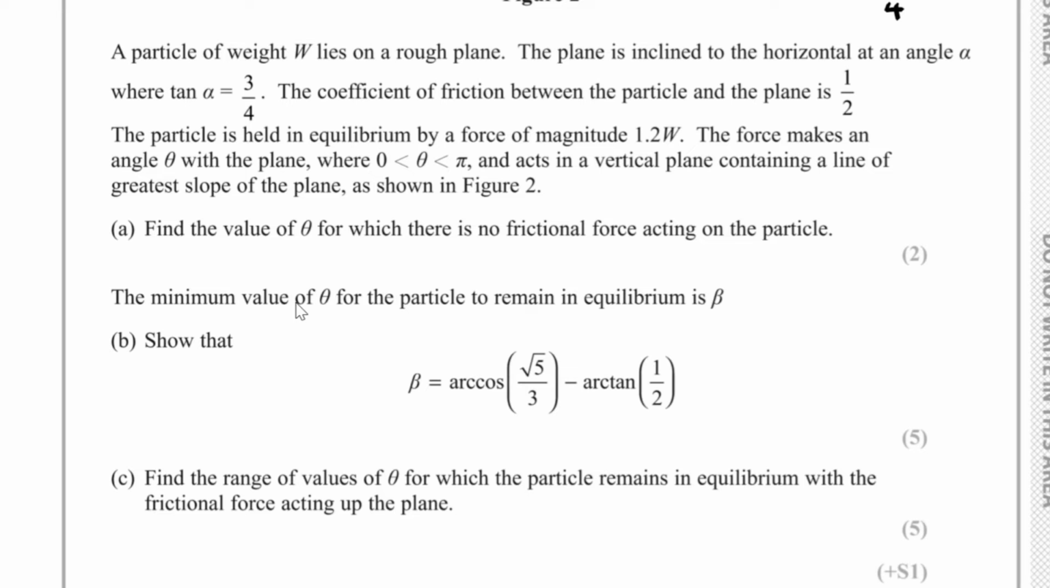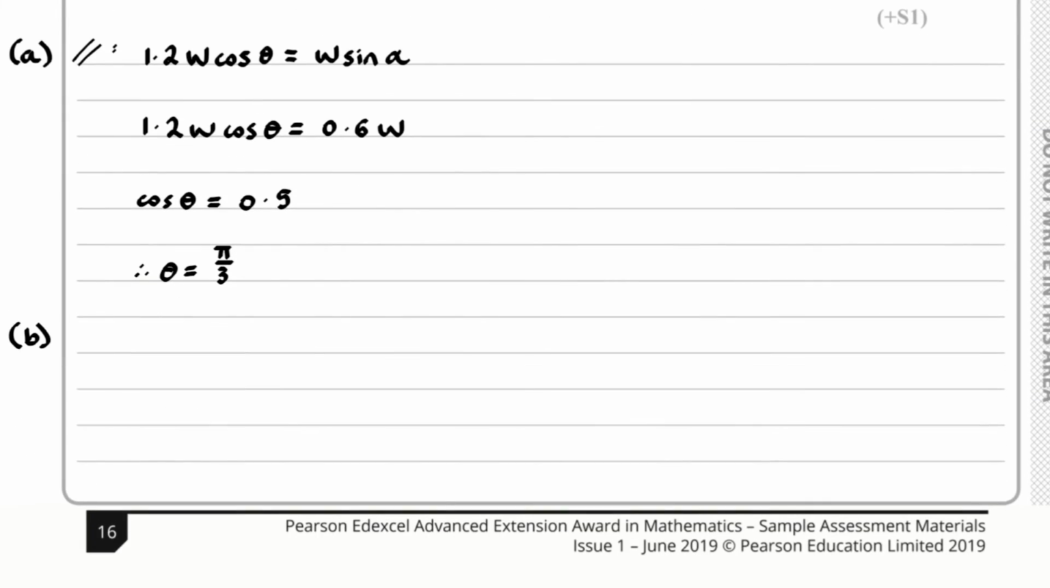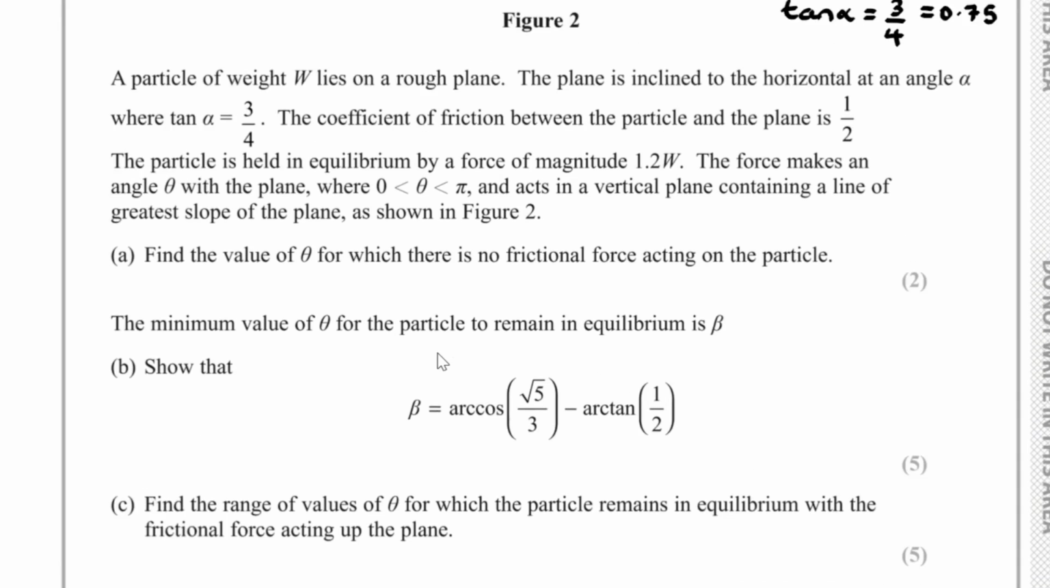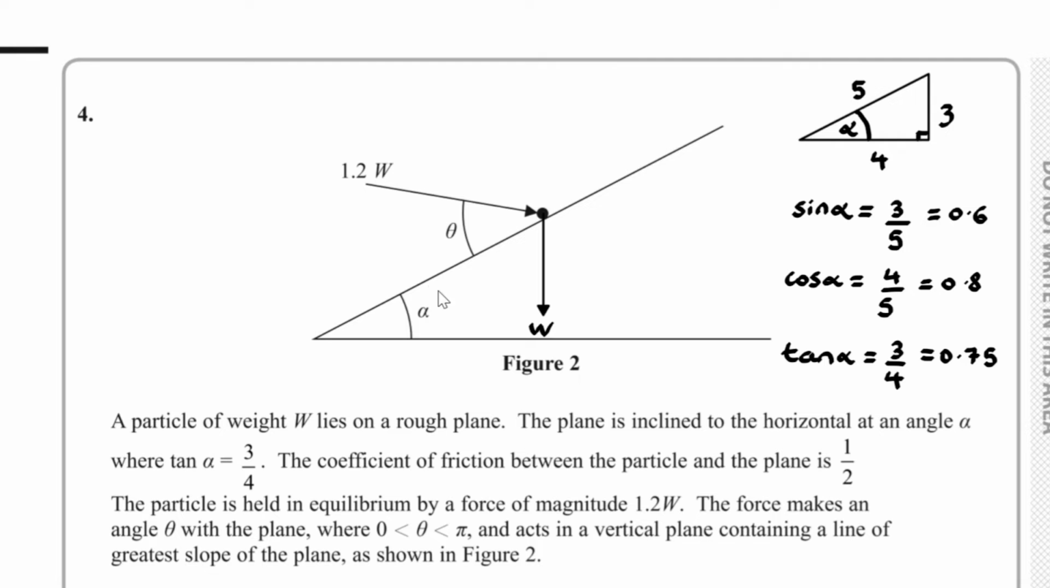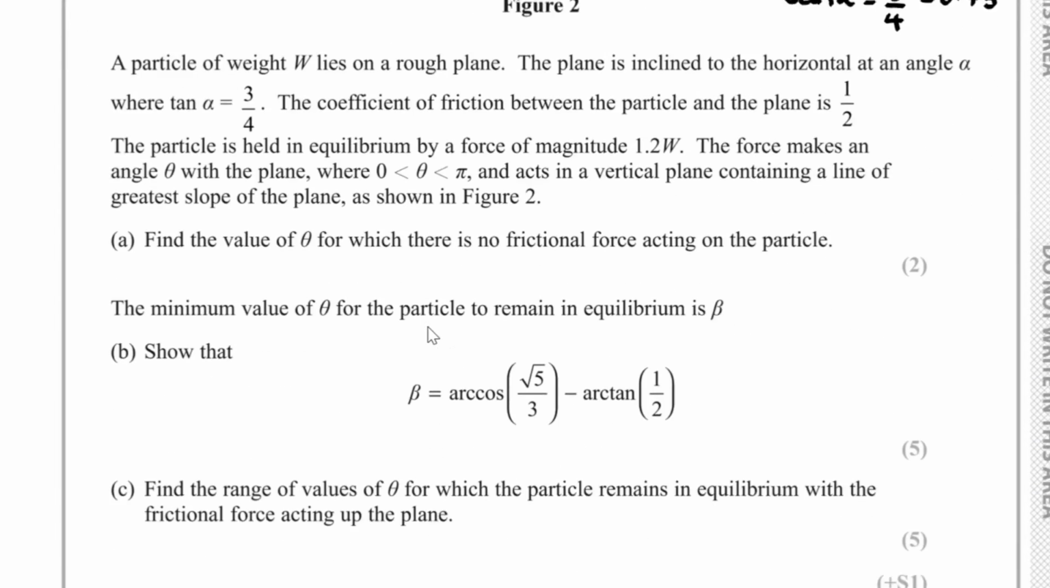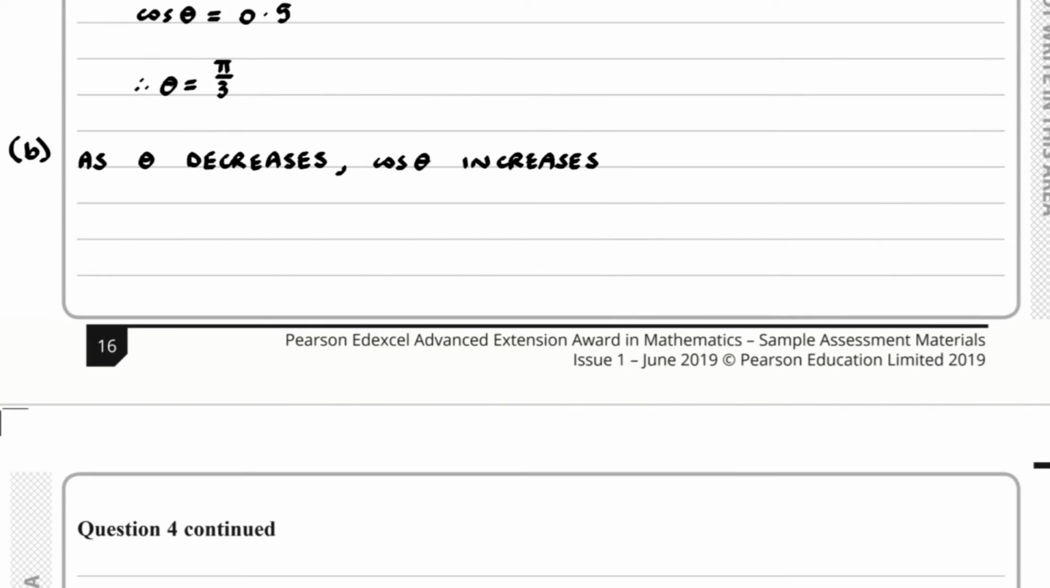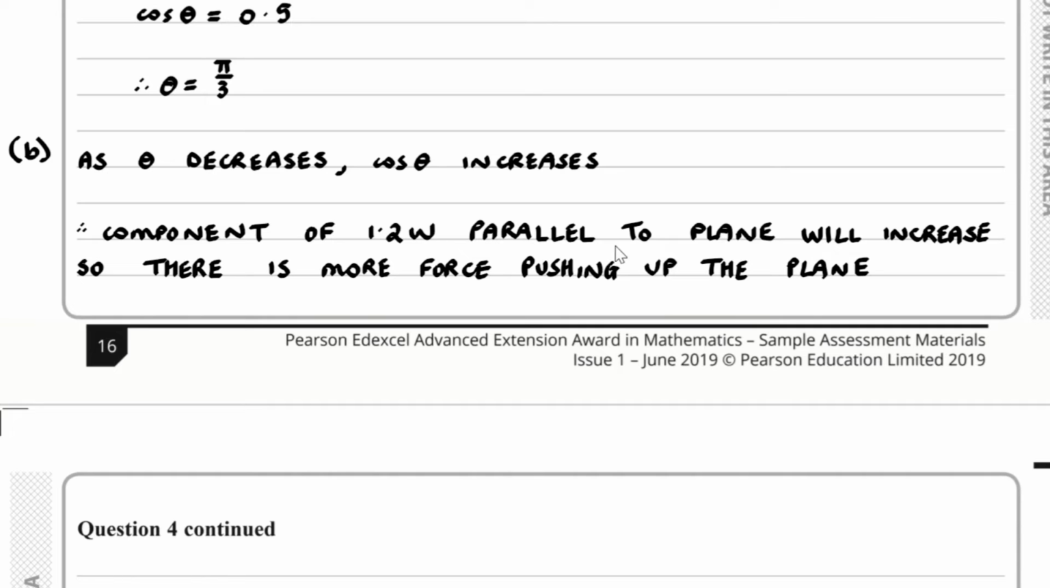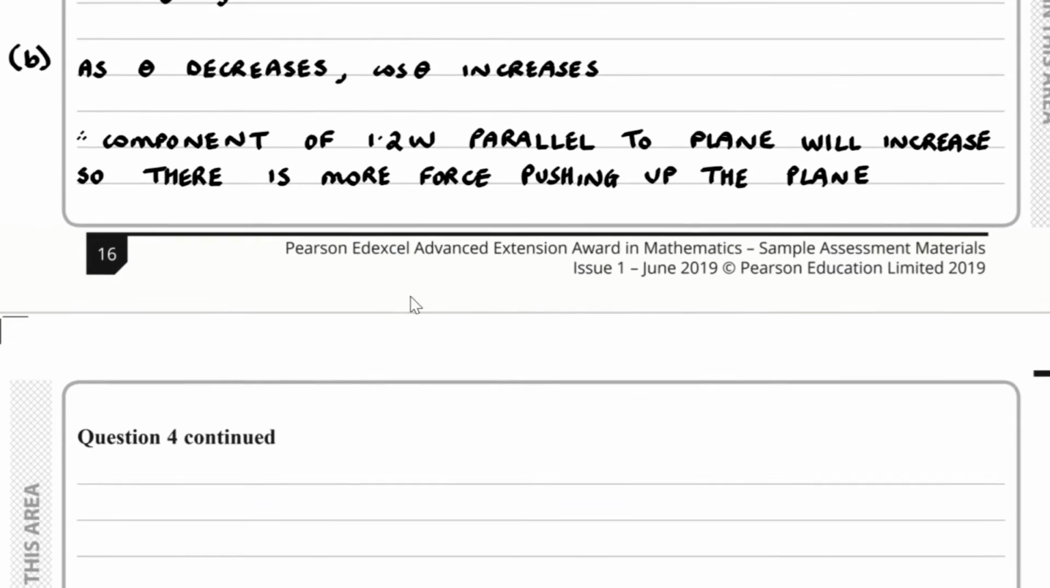For part B of the question, the minimum value of theta for the particle to remain in equilibrium is beta. We have to show that beta equals the arc cosine of root 5 over 3 minus the arc tangent of 1/2. Well, for part B, we need to realise that as theta decreases, cos theta increases. Why are we considering that? Because we're looking at the component parallel to the plane. And so if that's the case, then the component of 1.2 W parallel to the plane will increase because cos theta is increasing. So there's more friction, there's more force pushing up the plane.